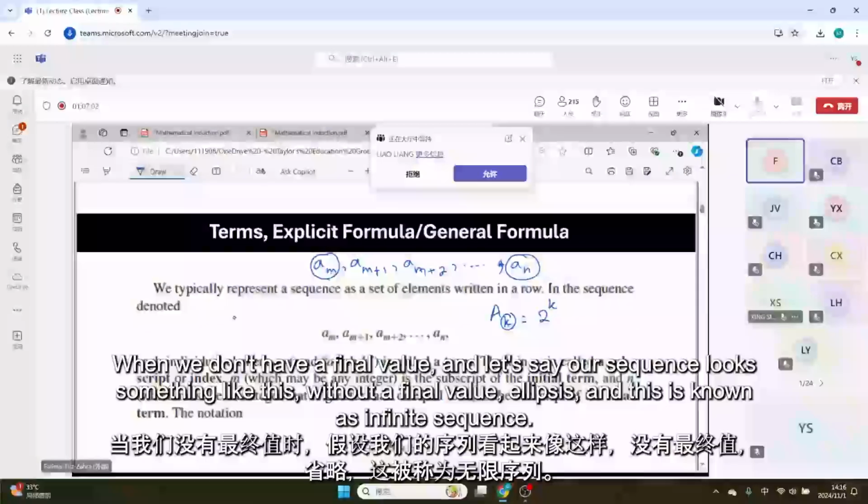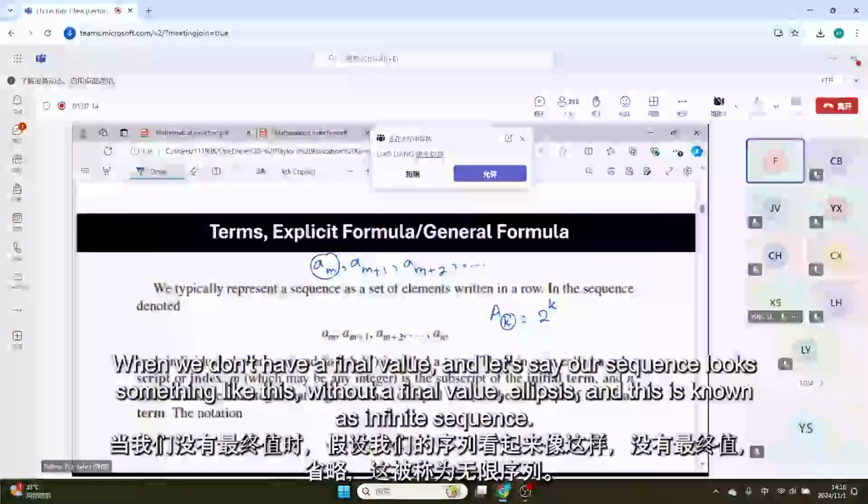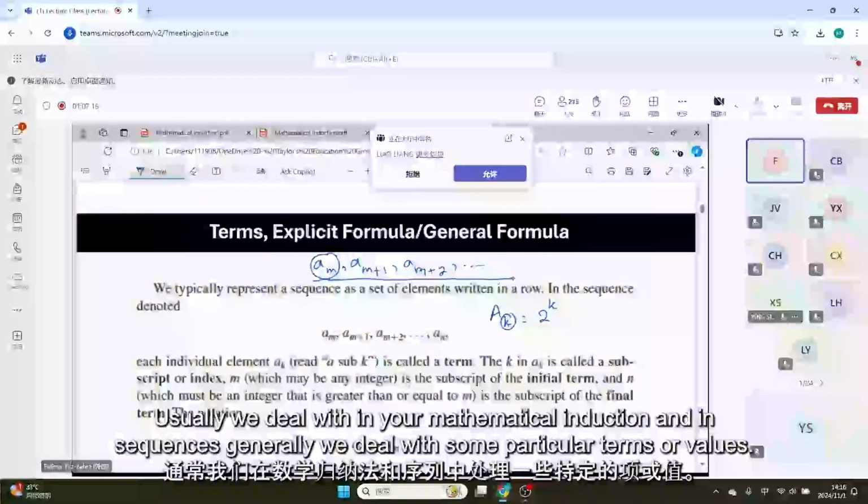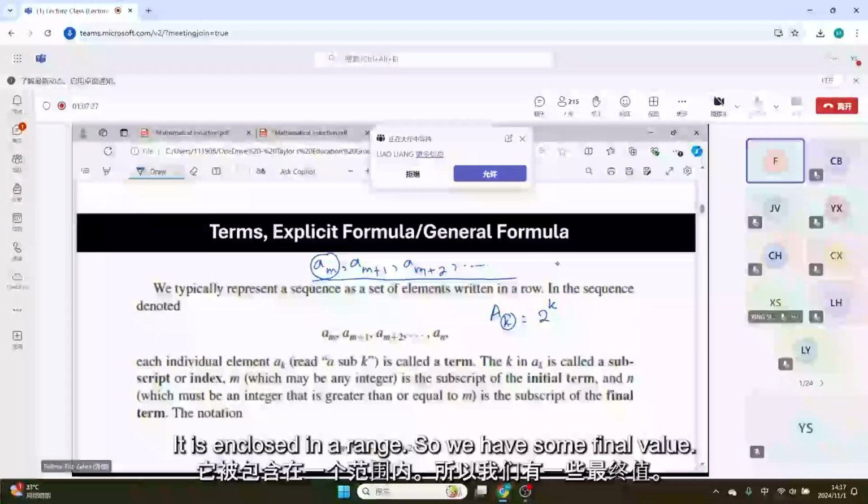When we don't have a final value, and let's say our sequence looks something like this, without a final value, with an ellipsis, this is known as an infinite sequence. Usually, in mathematical induction and in sequences generally, we deal with particular terms or values enclosed in a range, so we have some final value.